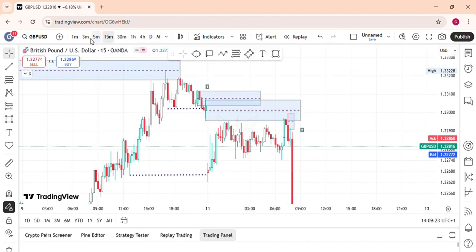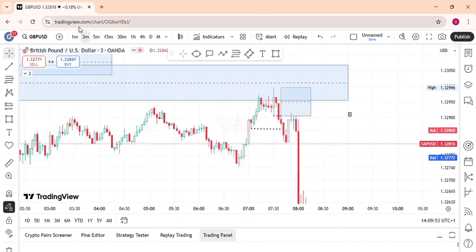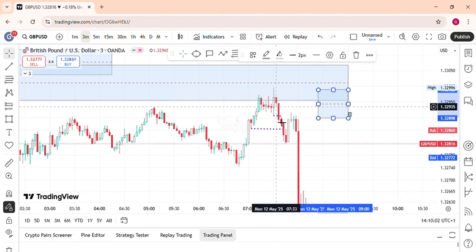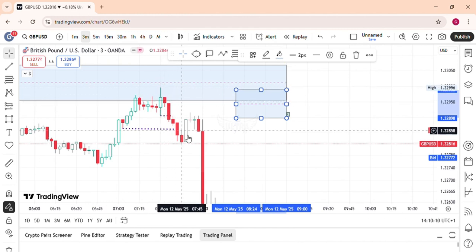And we'll have to go to our smaller time frame, which is our 5 minutes or 3 minutes. Now we are on our 3 minute time frame. As you can see, we have a fair value gap here, and before that fair value gap there was a break of market structure here. You can see this low here, price passed through this low and gave us a fair value gap here.